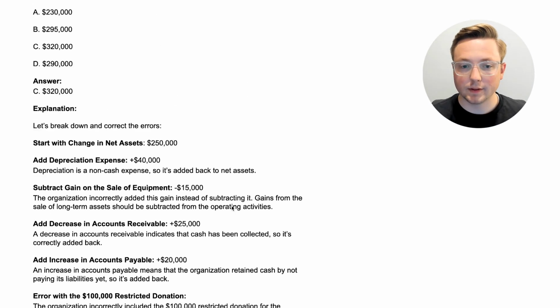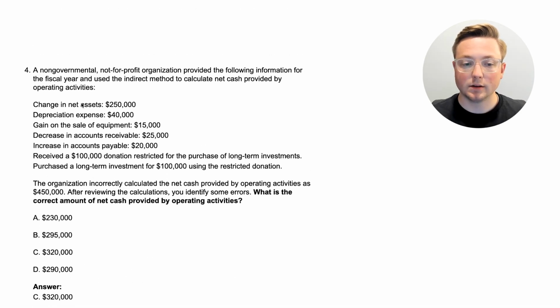So they got $450,000. Let's see how they got that. So they took this $250,000. They added the depreciation expense. They added the gain on the sale of equipment. So they would have been at $305,000 here. They added the decrease in accounts receivable. So they did that correctly, $330,000. They added the increase in accounts payable, $350,000. And then they incorrectly added this $100,000 donation restricted for the purchase of long-term investments, which should have been a financing activity, but they added it. So $350,000 plus $100,000, that's how they got to $450,000.